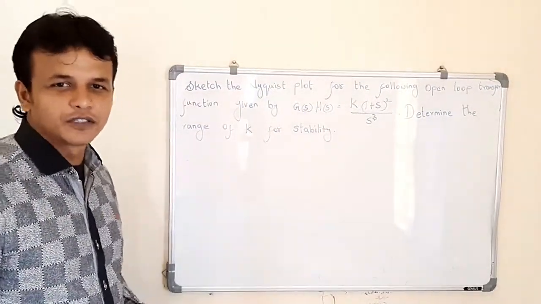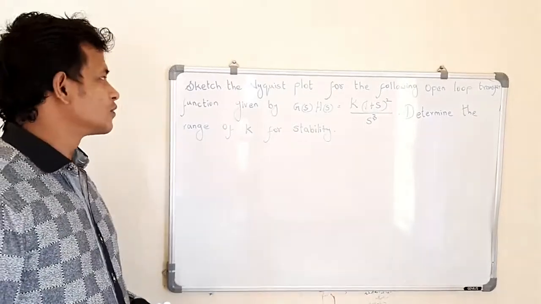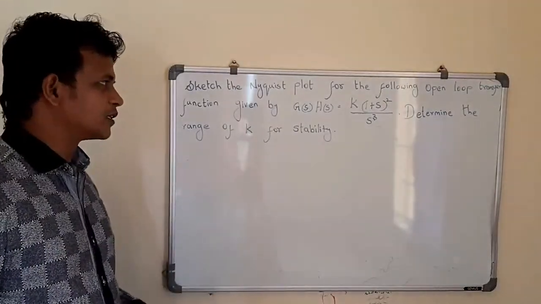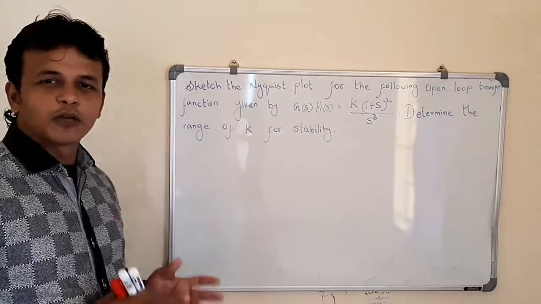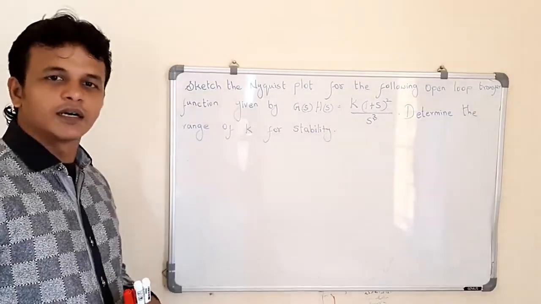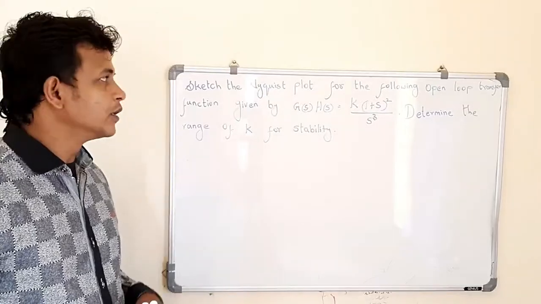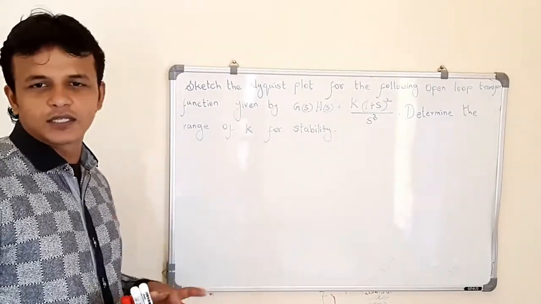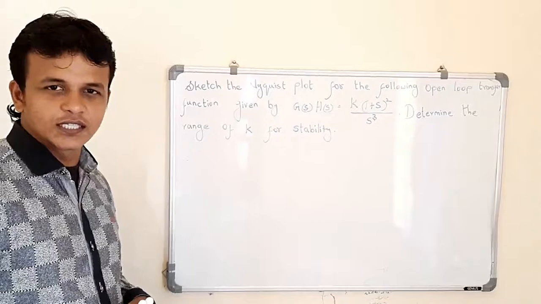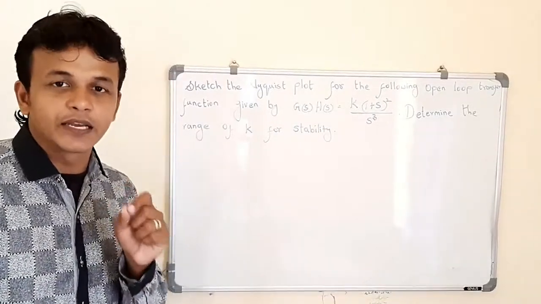In this video we are going to discuss the Nyquist plot. To discuss the Nyquist plot I have taken this question. Many people say that Nyquist plot and polar plot are the same, but there are a lot of differences between them. Using a polar plot we can determine whether a system is stable, unstable or marginally stable, but not the exact stability point.